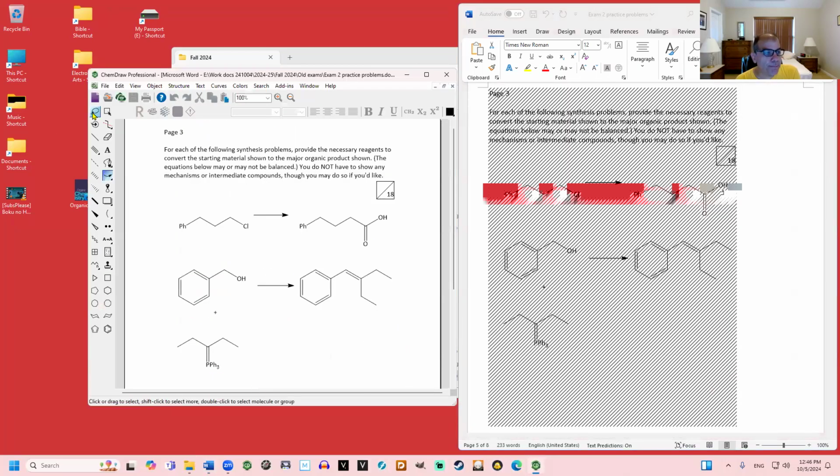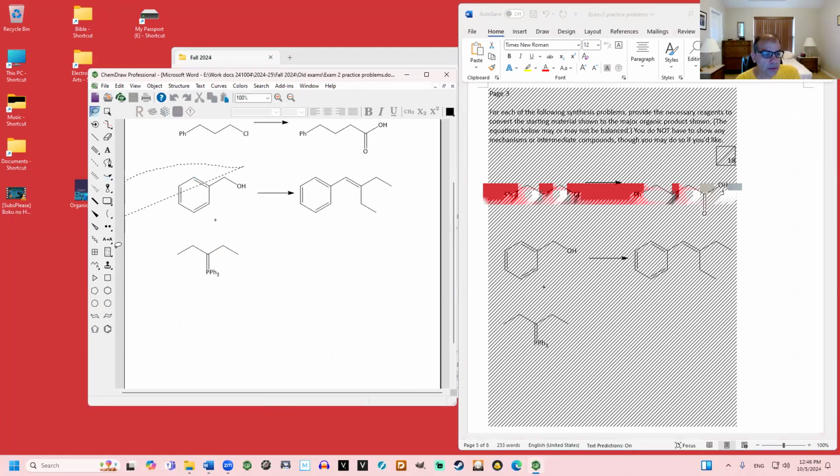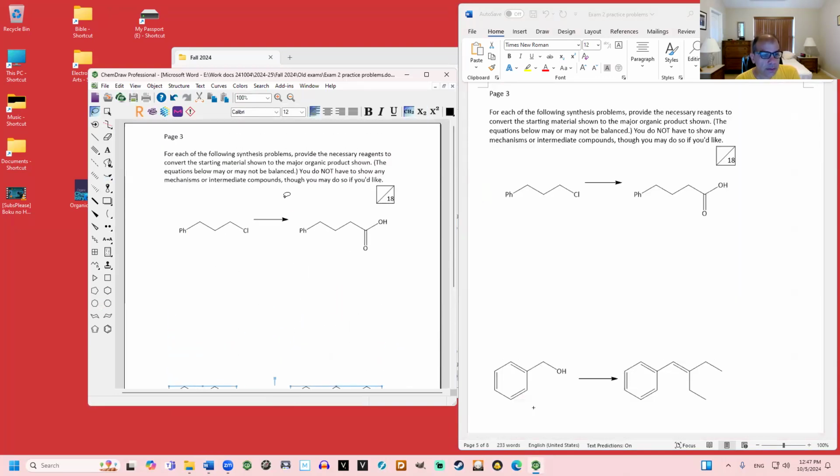Because there's actually multiple correct answers. Let me just move this one down. So this one is asking to convert this alkyl chloride into a carboxylic acid. When you get a synthesis question or any type of question like this, always count carbons. That will let you know what you need to do and what kind of change you need to undergo.